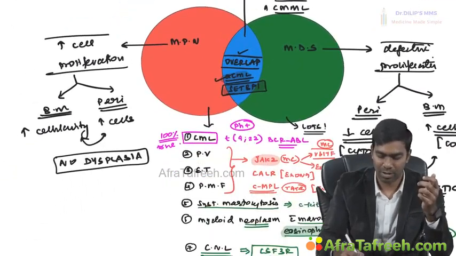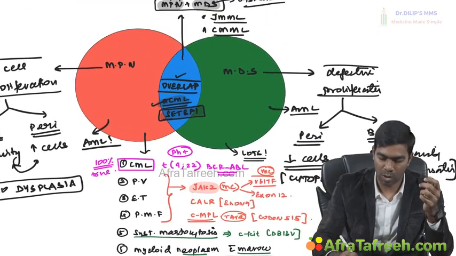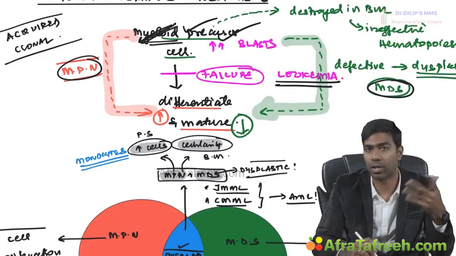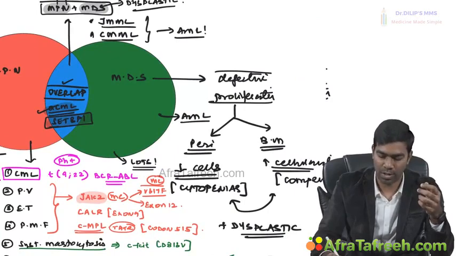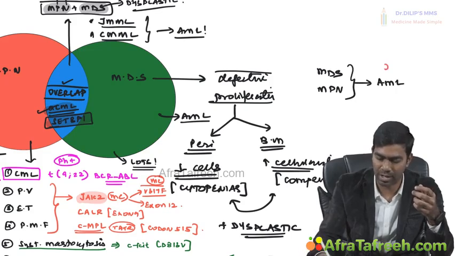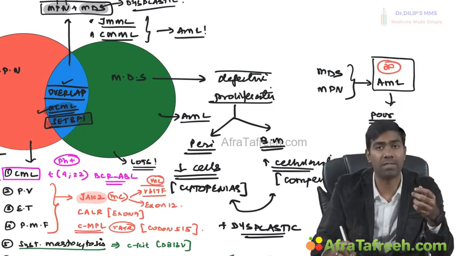Clear? So that is the reason why this can transform into an AML, and this can transform into an AML as well, and even these overlap syndromes can transform into AML. All these disorders can transform into acute myeloid leukemia because they are problems of myeloid precursor cells, so they are going to transform into myelogenous leukemia only. So MDS can transform, MPN can transform, or an overlap syndrome can transform into an AML, and this type of AML is called secondary AML, or MDS or MPN related AML, and this is going to have a very poor prognosis because they are going to show the worst cytogenetics of AML. Clear? And they are going to be very difficult to treat as well.